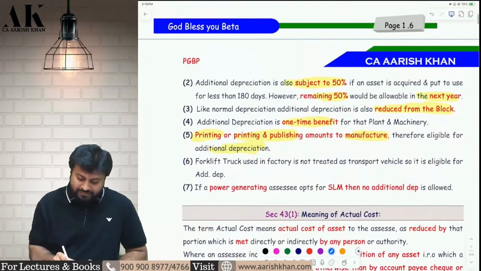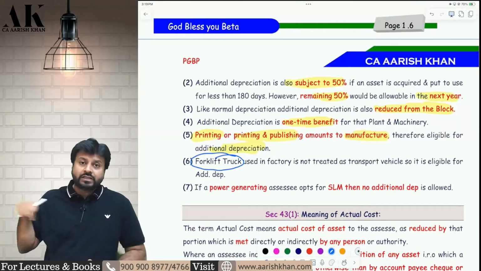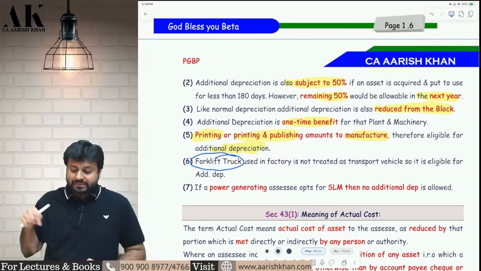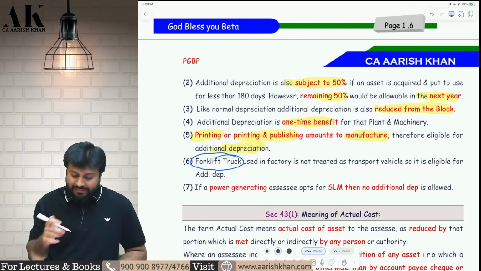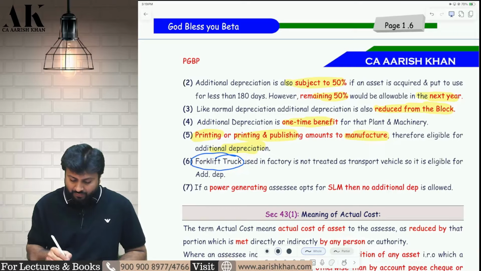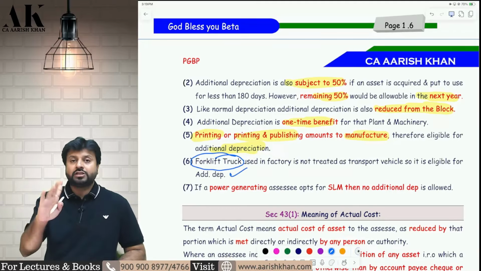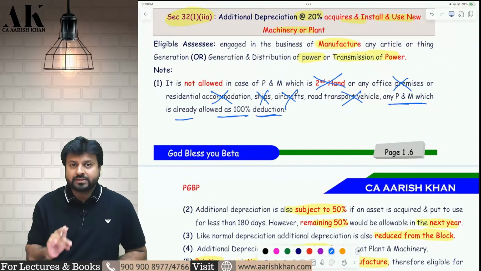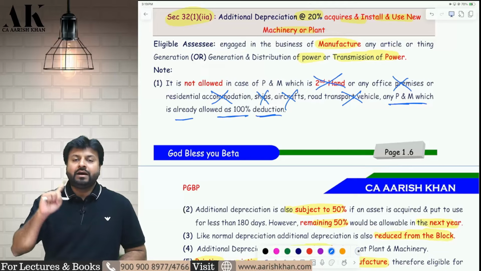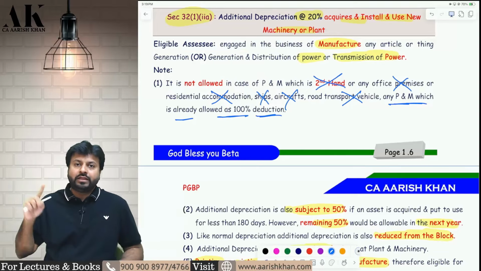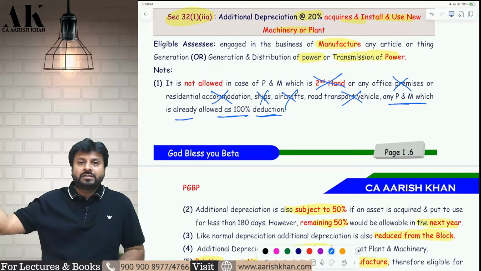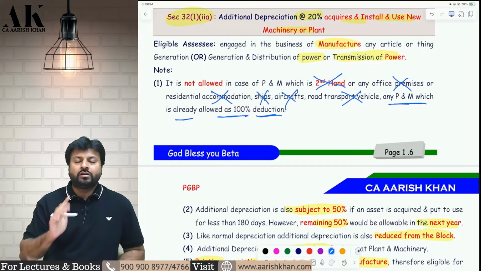But if the vehicle is a specially designed vehicle like forklift trucks which are used inside the factory, be very careful. Road transport vehicles are not allowed. But if a vehicle is a specially designed vehicle which is used inside the factory, then that will be eligible for additional depreciation. Be very careful. Then any plant and machinery which is already allowed as 100% deduction at some place, if you have claimed 100% tax benefit at any other place, then on that plant and machinery you cannot claim additional depreciation. For example, you have purchased a plant and machinery for scientific research purpose. For that, you have already claimed 100% deduction in the section of scientific research, so you cannot claim additional depreciation.